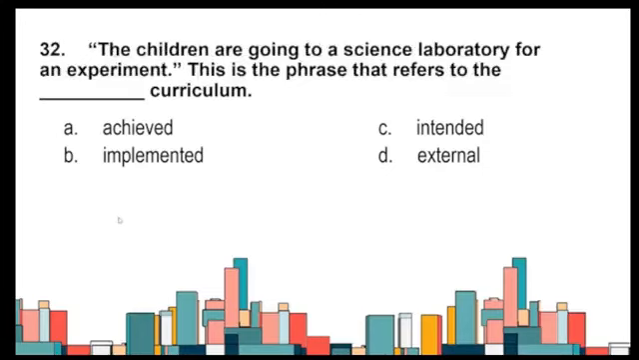Curriculum. All right, so number 32, no? 32. The children are going to a science laboratory for an experiment. This is the phrase that refers to the blank curriculum. Okay, A, achieved. B, implemented. C, intended. D, external. Okay, what's your answer on this?